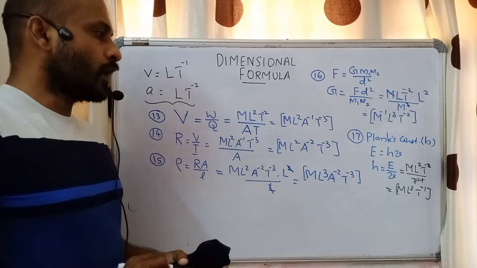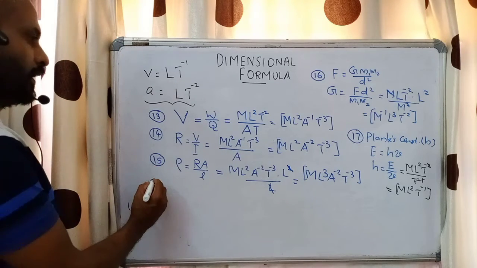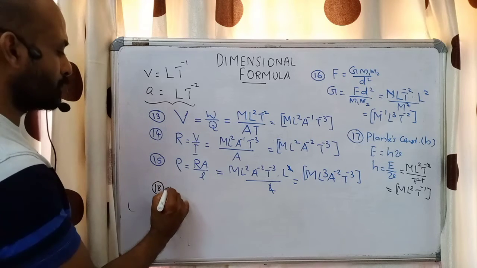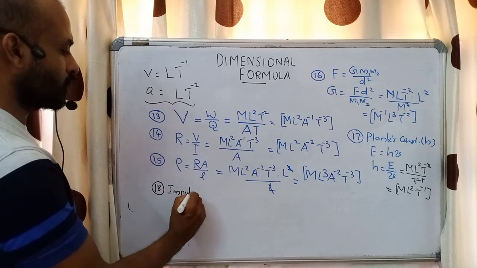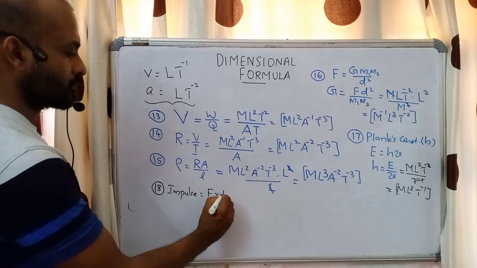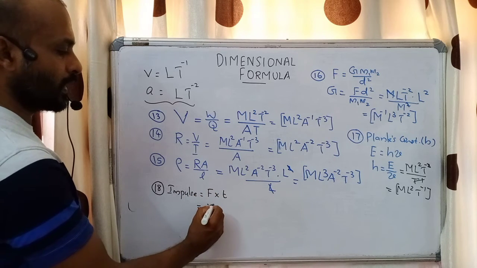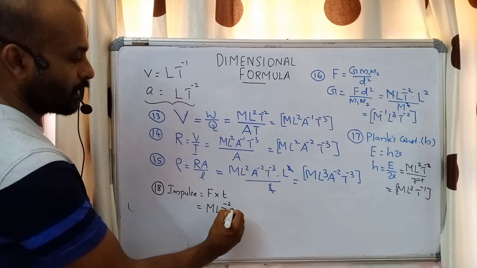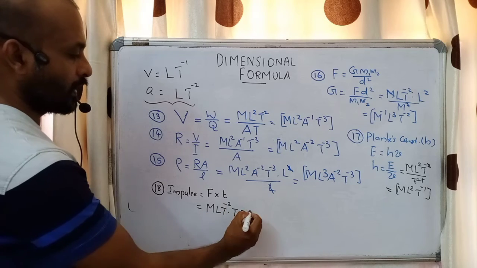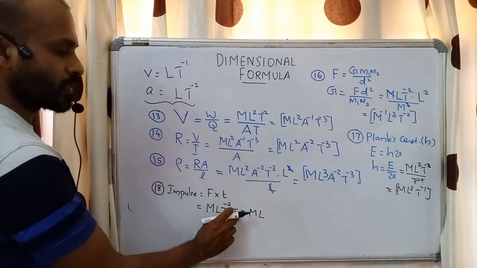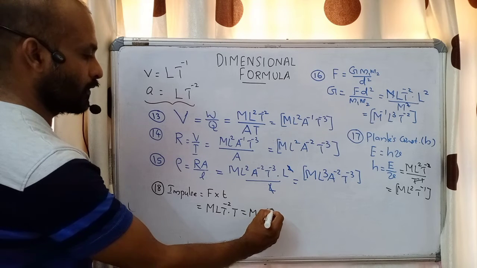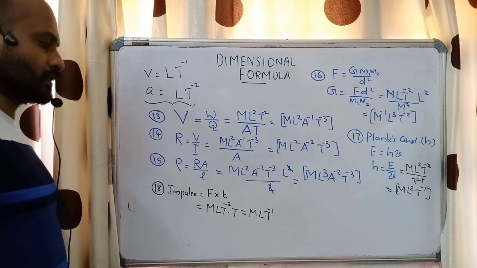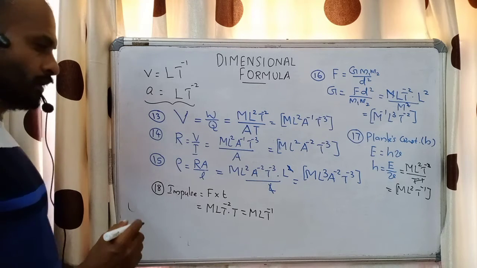Okay. Now we can see a few other formulas. We can see impulse. What is impulse? Impulse is the product of force and time. I can write F into T. Force has dimension formula mass into acceleration, MLT⁻², into time. So what will be the result? MLT⁻² into T¹ is equal to MLT⁻¹. Okay, this is the dimension formula of impulse, MLT⁻¹.